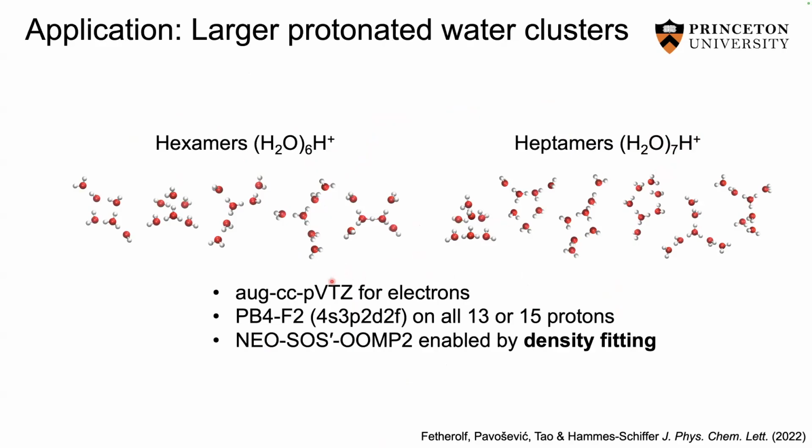And with this theory, we can use a full augmented cc-pVTZ basis set for the electrons and a full-sized protonic basis set where all 13 in the case of hexamers or 15 in the case of heptamers, protons are treated quantum mechanically. And this is enabled by our implementation in Q-Chem, where again, we use RIMP2 style density fitting to avoid the full memory cost and to speed up the calculation. And so now we can compare the relative energies of these much more complex interactions in these larger water clusters.